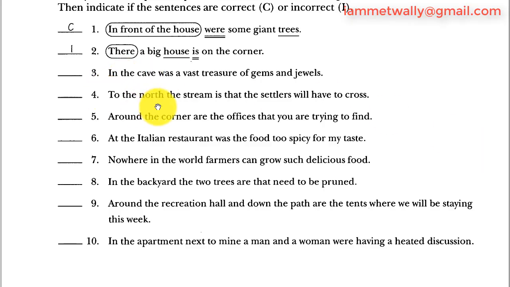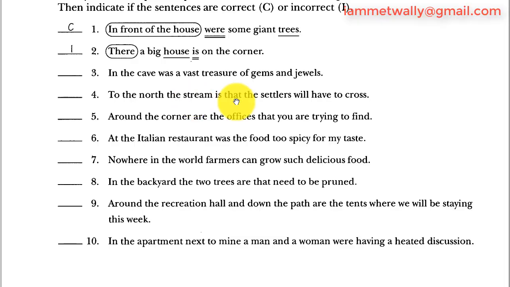4. To the north, the stream is that the settlers will have to cross. To the north, place expression; the stream is the subject, is is the verb, that is the connector, the settlers is the subject, will have is another verb. As you can see here, to the north is the stream, because this noun clause with the connector that talks about a noun that precedes it directly. This is the verb, so it should be is the stream, because I have to talk about the stream here. That here defines the stream.